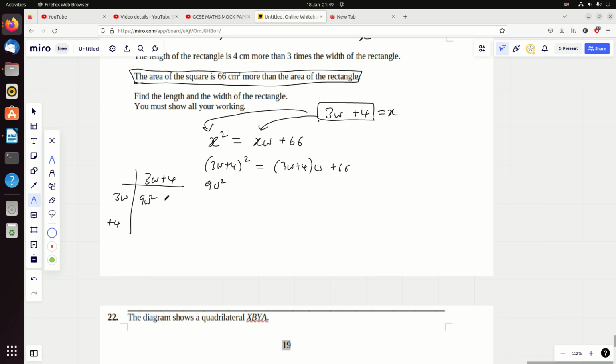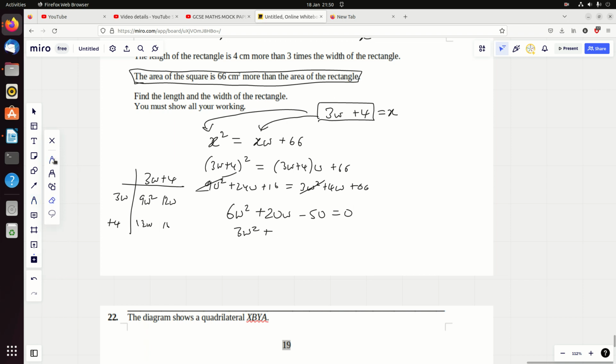9w squared, 12w, 12w, and 16. Okay, so 24w plus 16 equals 3w squared plus 4w plus 66. So there's some algebraic understanding in this, but you get 6w squared, dealt with those. You might just cross them when you've done that. 24w minus 4w is 20w, and this is going to give me a minus 50 on the end equals 0, because I want my quadratic to equal 0. That's the way I solve these.